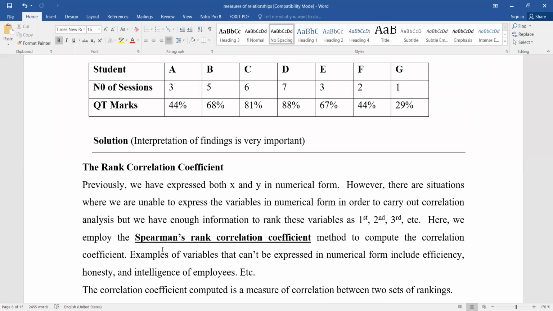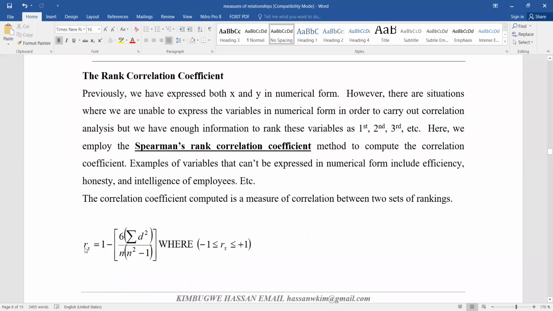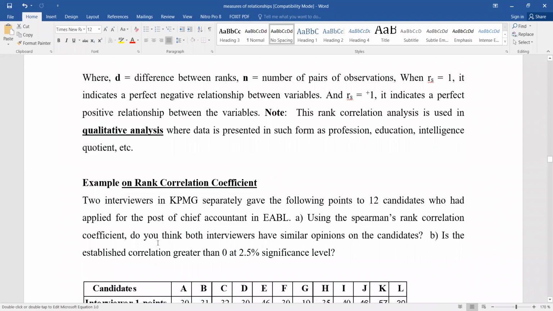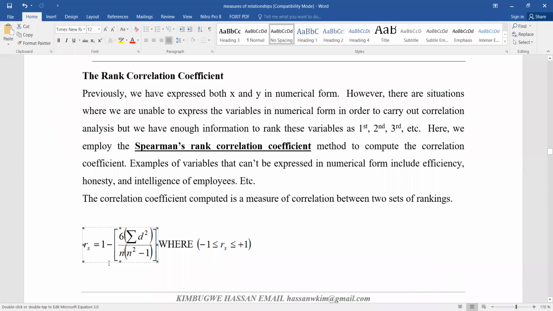So the correlation coefficient computed in this manner, that is the formula. The formula is R = 1 minus 6ΣD squared over N(N squared minus 1), where D is the difference in the ranks and N is the number of observations. And that's all.